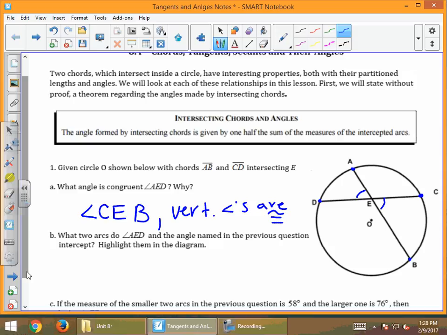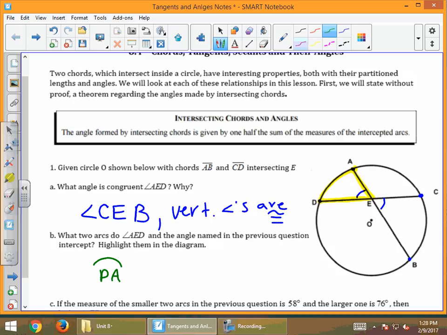So, what two arcs are intersected by these two angles? Well, if it helps, go ahead and highlight. I'll highlight this angle. The arc that intersects it goes from one end of the opening to the other. So what arc intersects that angle? What arc is that? BA or AB, either one's correct.